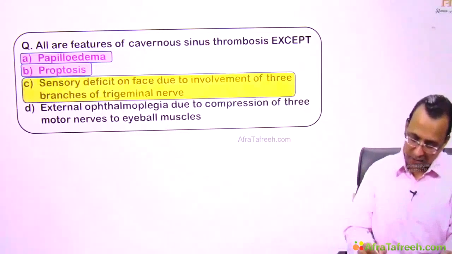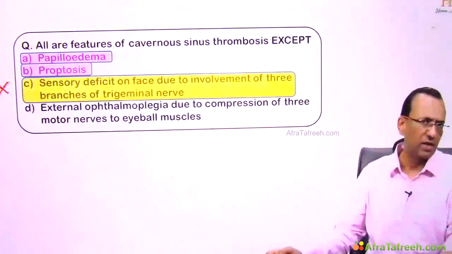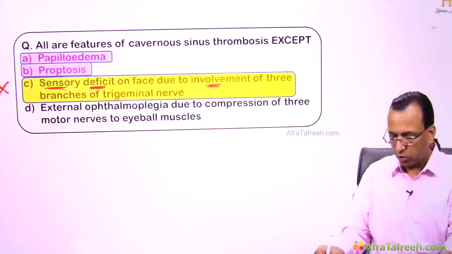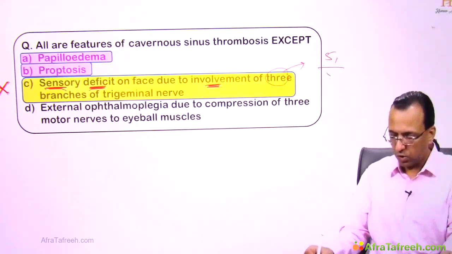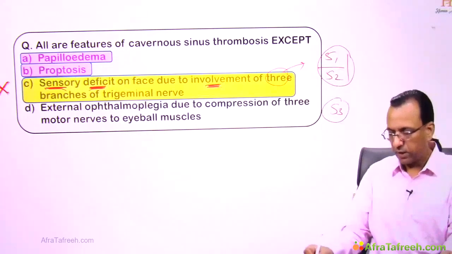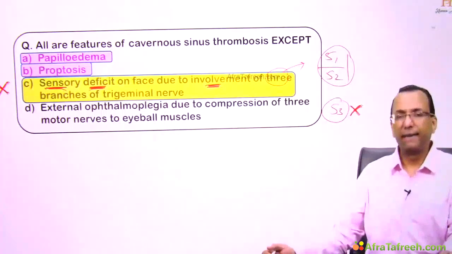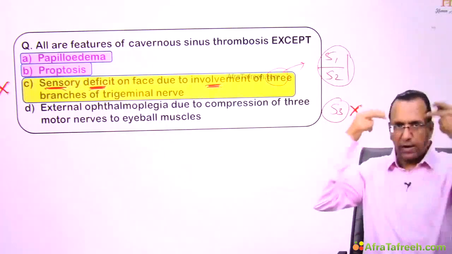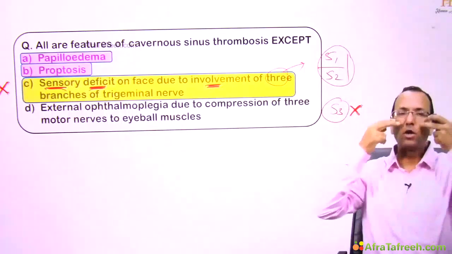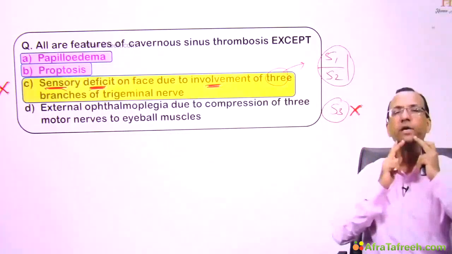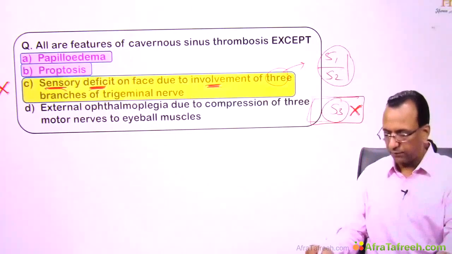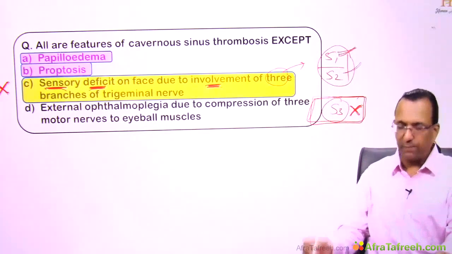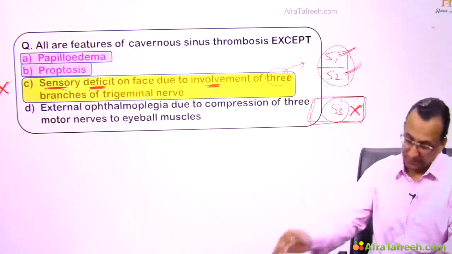This is wrong and this is the answer. Why is this wrong and this is the answer? Because sensory deficit will be related to only two branches, V1 and V2, not V3. Why not V3? Because it is not a content of cavernous sinus. So the sensory deficit will restrict only to the forehead and the chin? Not the mandible skin? No. Why? Because mandibular nerve is not a content of cavernous sinus. So only ophthalmic and maxillary nerve are involved? Yes.